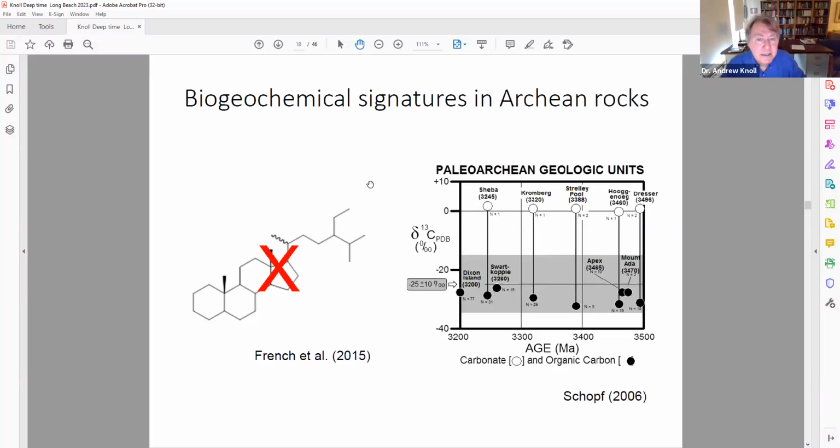These rocks have been heated or metamorphosed, if you will, so that we don't find molecular fossils like we did in younger rocks. But if you look at the carbon isotopes, carbonate rocks are around 0. Organic matter associated with them is around minus 25 to 30. There was a microbial carbon cycle at this time. There was also a microbial sulfur cycle.